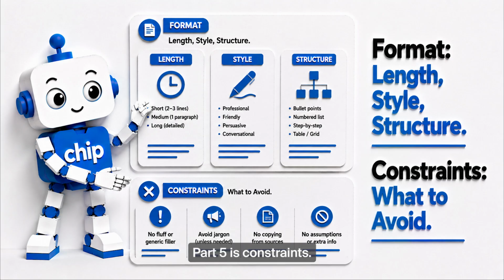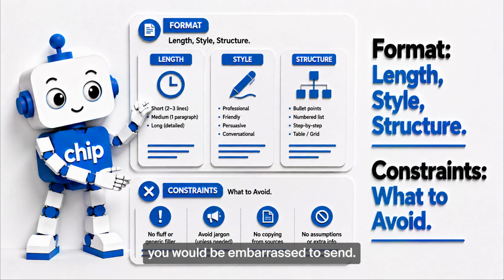Part 5 is constraints. Constraints tell AI what to avoid. For example, do not use legal language. Do not mention specific customer names. Do not sound threatening. Constraints are your safety net. They stop AI from producing something you would be embarrassed to send.